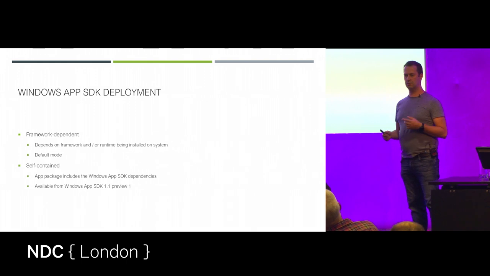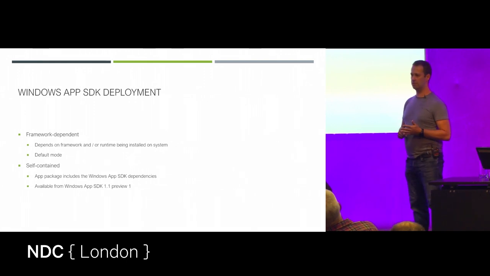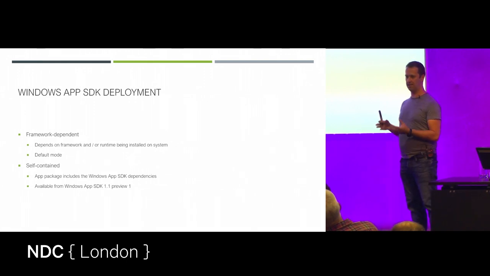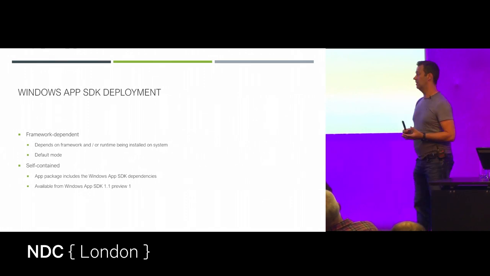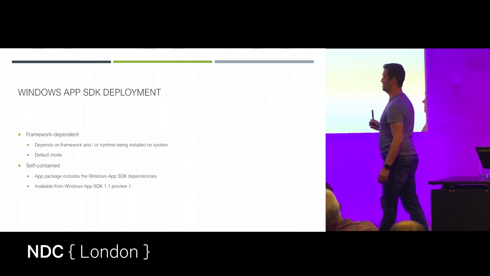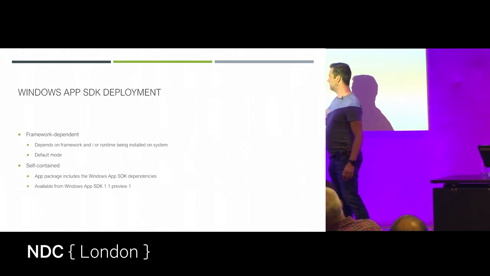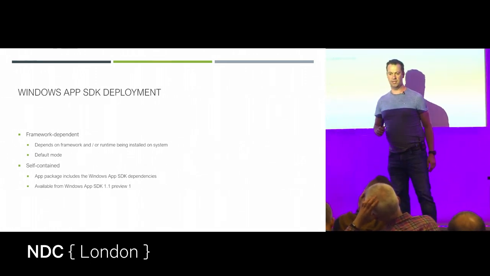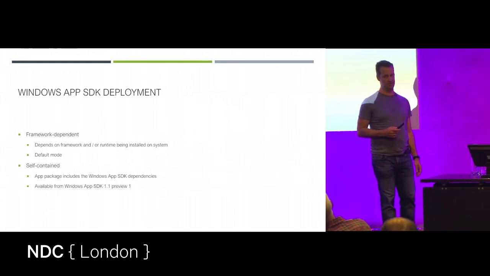If you've been looking into .NET 6 and its different deployment modes, you know that we can package applications, including the framework itself. This is not possible for Windows App SDK right now, but it is in the 1.1 preview. So the next version will have it.